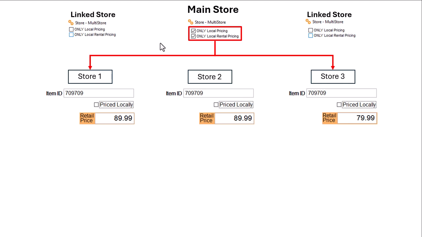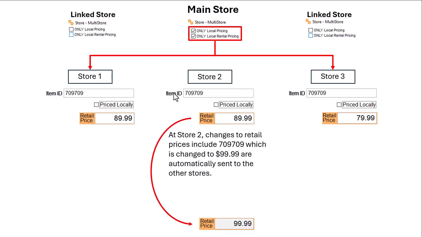So in this example, what we're going to do is at store 2, we're going to make a change to a price or prices to products. In this example, $89.99 becomes ultimately $99.99 at that store. The desire of the organization is to have this same price appear at store 1 and store 3, which are other linked stores in this multi-store environment.